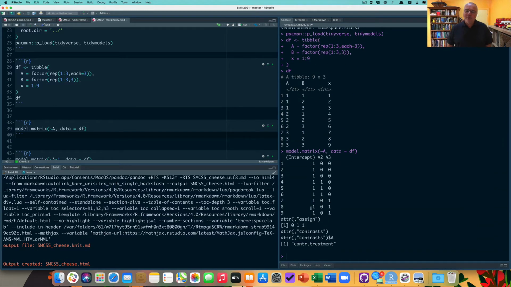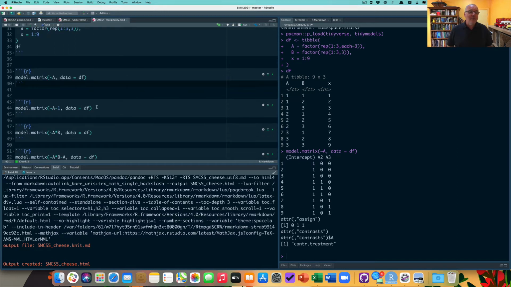Basically, you've got your intercept. It uses a reference level, so level 1 has been set to 0. This column is a 0 if you're anything but level 2, and a 1 if you're level 2. And this is a 0 if you're anything but level 3, and a 1 if you're level 3. So there's your standard thing.